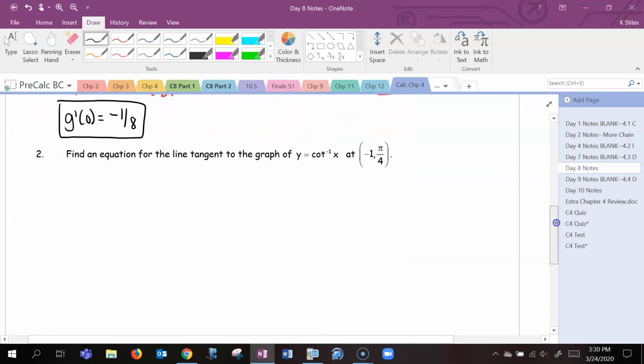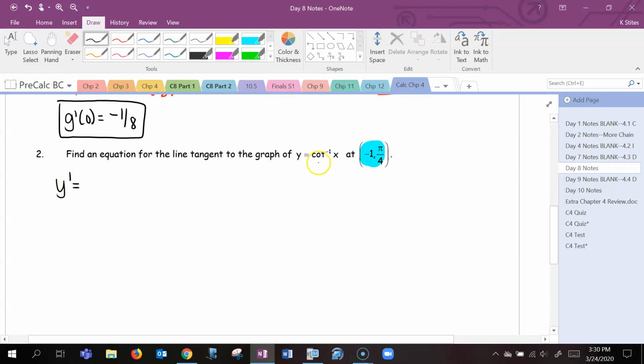All right, last one. Find an equation for the line tangent to the graph y equals inverse cotangent x at (negative 1, pi over 4). Easy peasy. We already got the point. We just need to find our slope. And that is the derivative.